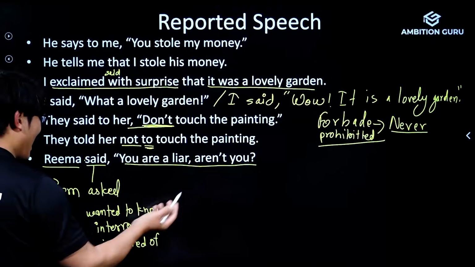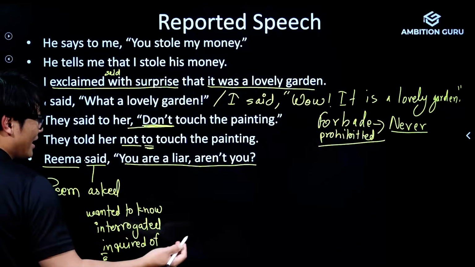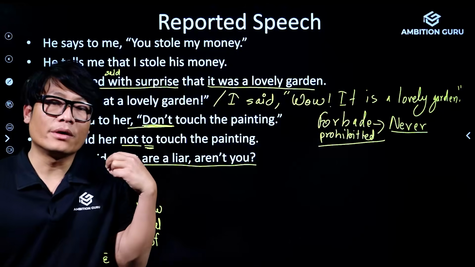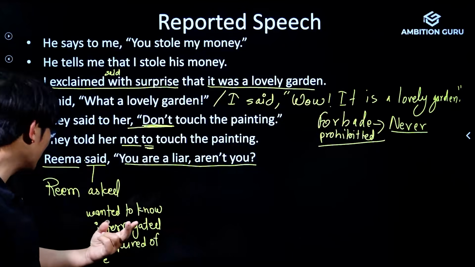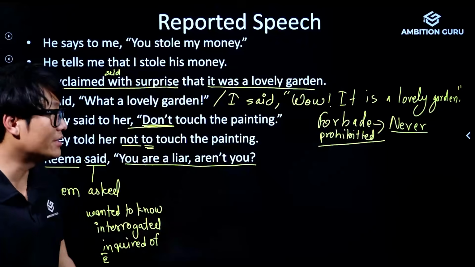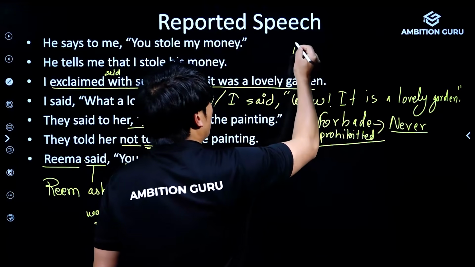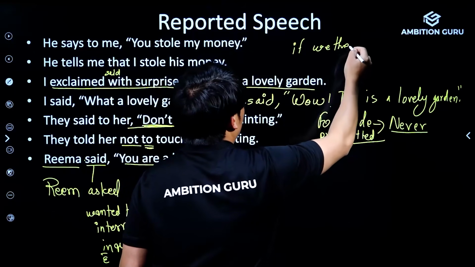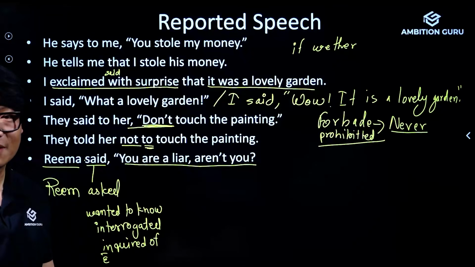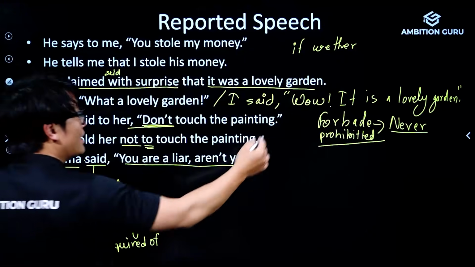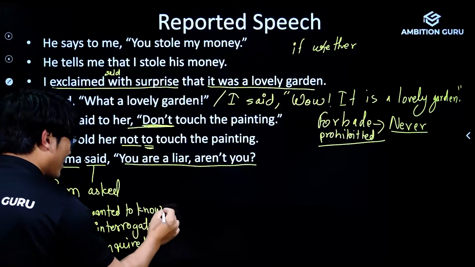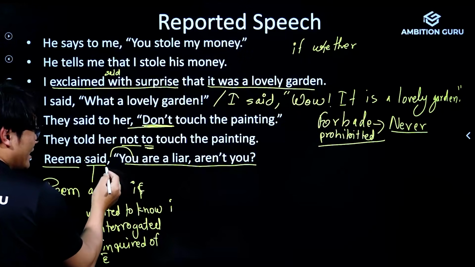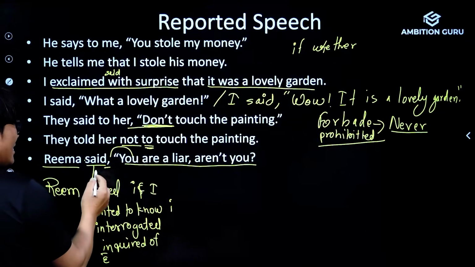Rima said, "You are a liar." Rima asked, and now what should be here? The connectives. For asked questions and for tag questions, we have two connectives. One is if, next is whether. Okay, so we write here if. You means who? Obviously, there is a hidden me. So I. Rima said, "You are a liar."